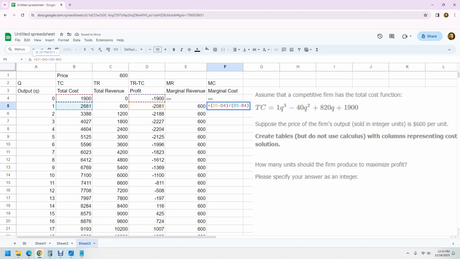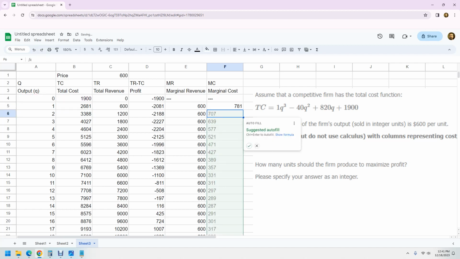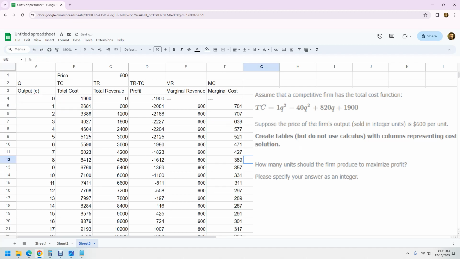So instead of B, I want those to be A. So say A. And all I'm doing is changing, I hit the A key. And so now it's the difference between those two. And then I don't want profit, I want total cost. So change that to a B. You could rewrite the whole thing if you wanted to. And that's our marginal cost, and it copied that all the way down.